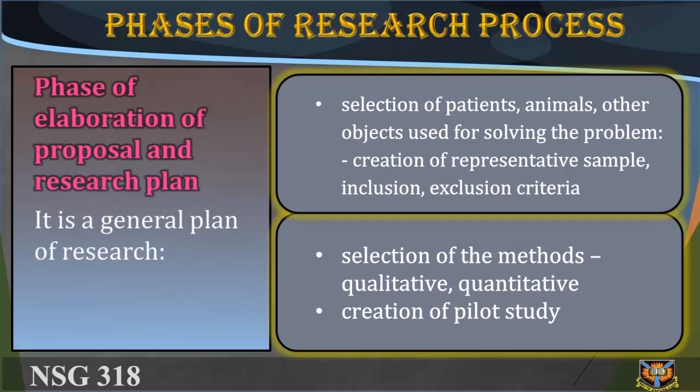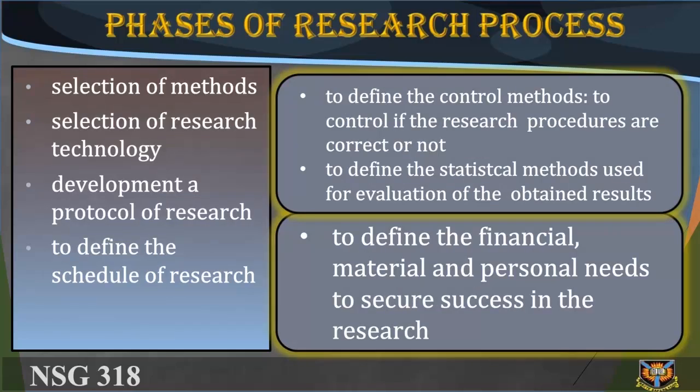Phase of elaboration of proposal and research plan. It is a general plan of research. Selection of patients, animals, other objects used for solving the problem. Creation of representative sample, inclusion, exclusion criteria. Selection of the methods, qualitative, quantitative. Creation of pilot study. Selection of methods.